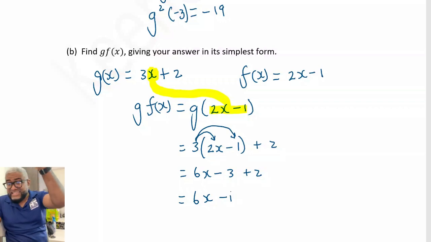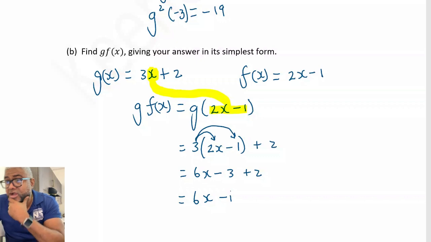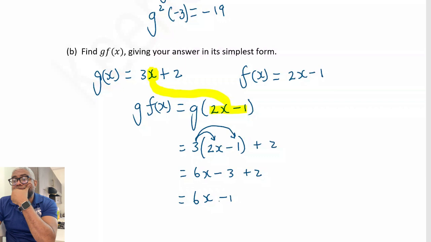Could I add that 6x to that negative 1? No, sir. Right. If I go and do 6x minus 1 as one term, that's what you call madness. Can I add or subtract unlike terms? No, you cannot. So that's the end of my question here.